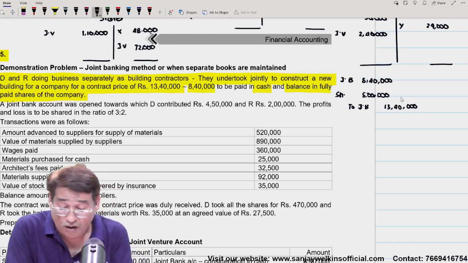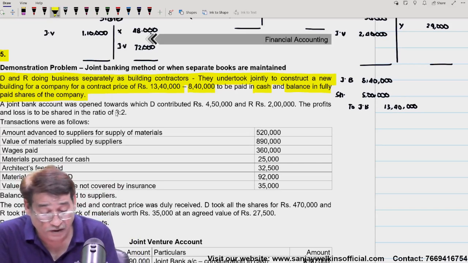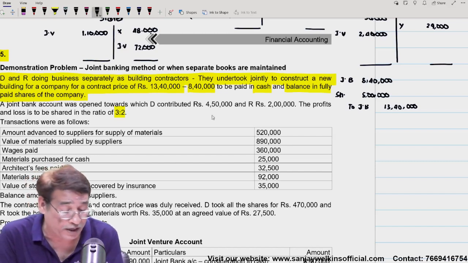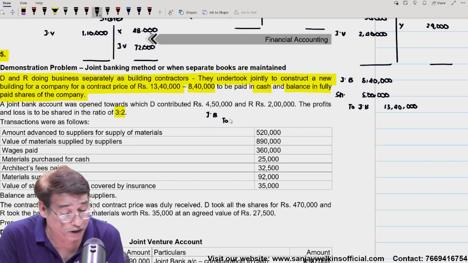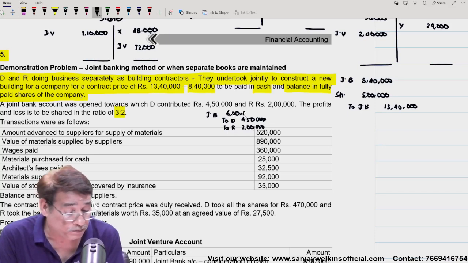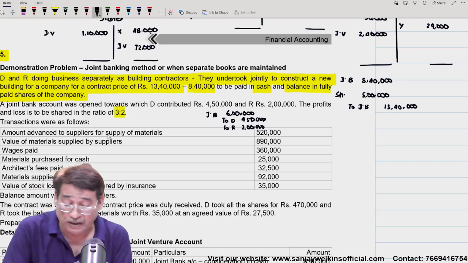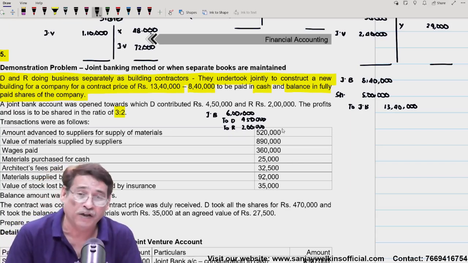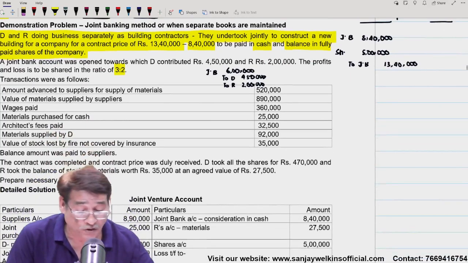Profit sharing ratio this time given is 3:2, and contribution is given to you. So you can write the entry joint bank account debit to D 4,50,000 to R 2 lakh. Total 6 lakh. Then the question says that amount advanced to suppliers for supply of material. Now this is an interesting question.